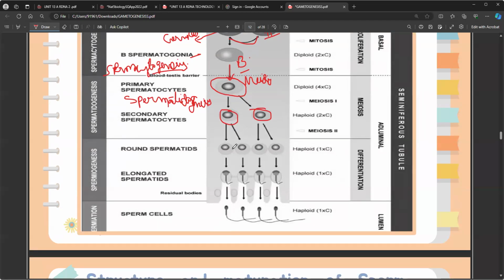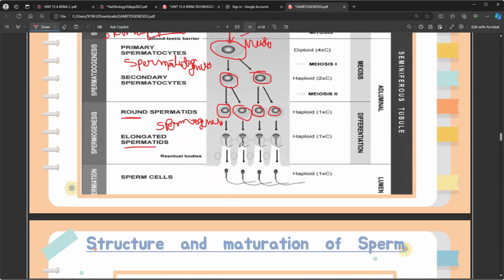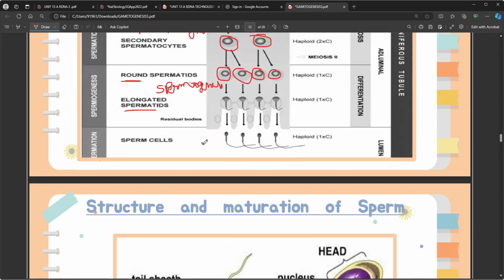Now the primary and secondary spermatocytes get differentiated into spermatids. You can see the picture, friends. Initially, the spermatids are completely round. As time progresses, they convert into elongated spermatids. So the formation of the spermatids we call spermiogenesis. Then finally, friends, the elongated spermatids differentiate into the sperm cell. The final release of that sperm cell, we call it spermiation.